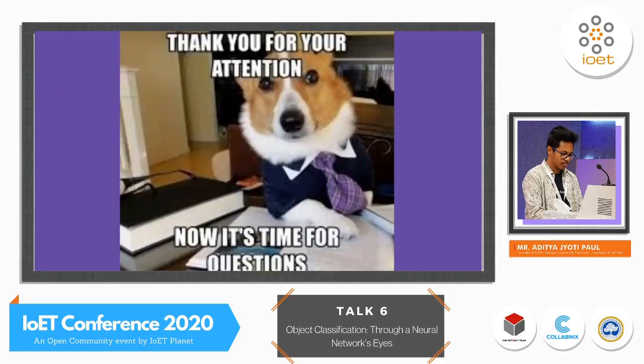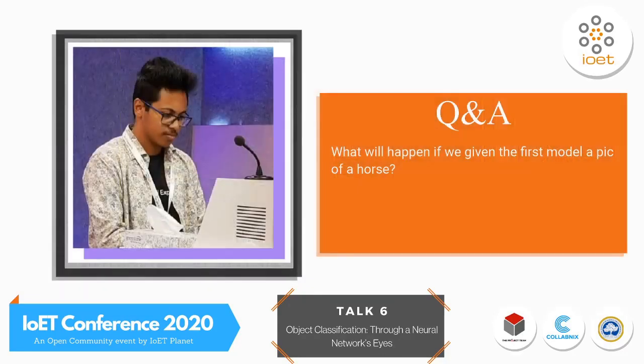So let's go to Q&A now. All right. So the first question that we have is, what will happen in the first model if we give it the picture of a horse? For the first model, what... When was this question asked? I think they were referring to your first demo, wherein you were comparing cats versus dogs and different breeds of dogs. All right, I understand.